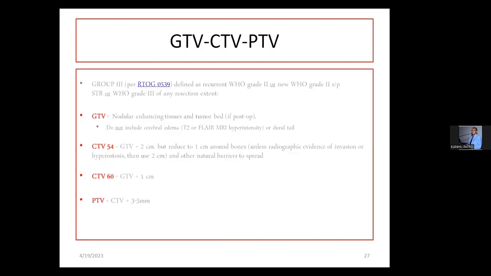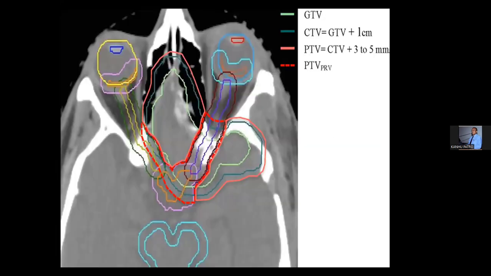We can go ahead. So what should be the GTV and what should be the CTV? As I told, the concept of thickened dura, enhancing component and hyperostotic bone is your GTV. Give the CTV a 2 centimeter margin for phase 1 in grade 3, and 1 centimeter for grade 1 phase 2, and you can use 3 to 5 mm for the PTV according to your hospital protocol.